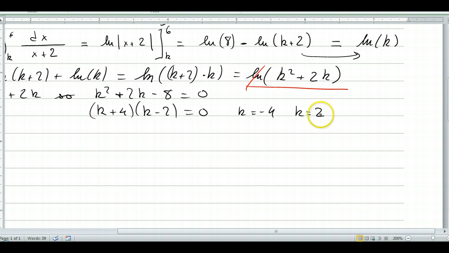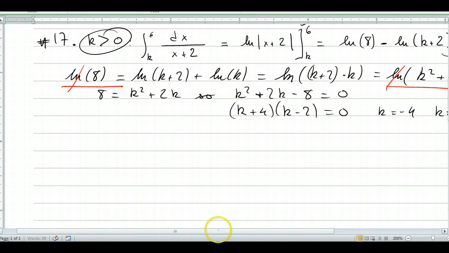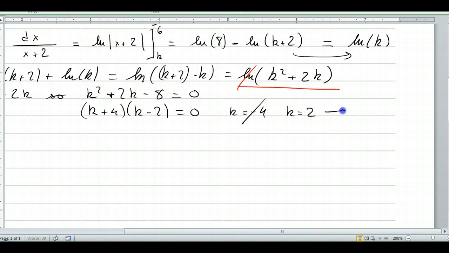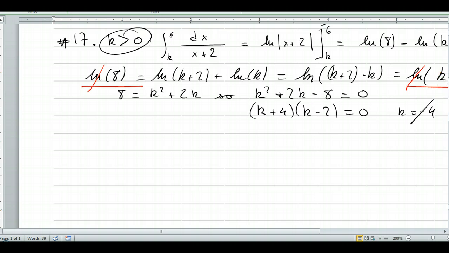They're telling us that k has to be positive. It was given at the beginning. Therefore, it cannot be negative 4. So k equals 2, and that's B. Okay? All right. 18.